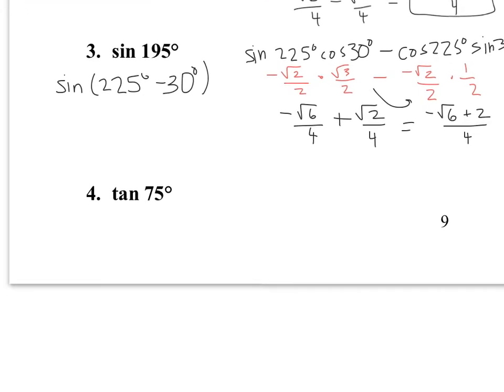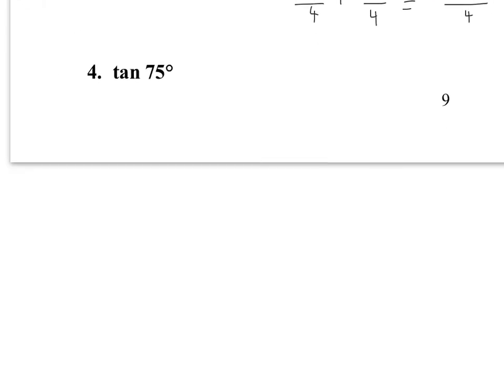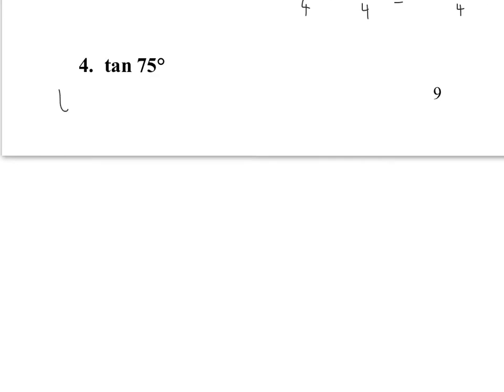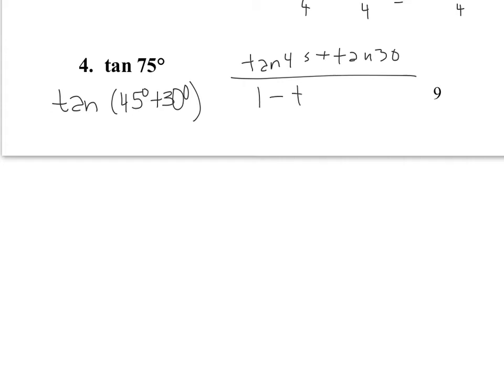And then the last one, tangent of 75. Tangent of 75 I can get from adding 45 and 30. So I'm going to plug it into my tangent sum identity, which is the tangent of 45 plus the tangent of 30 over 1 minus the tangent of 30 times the tangent of 45.